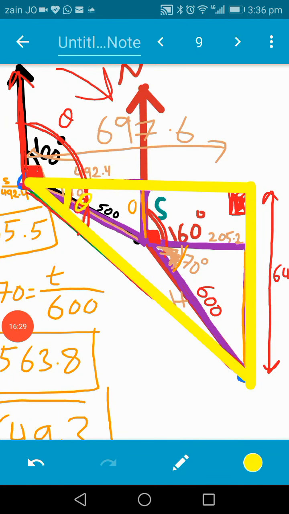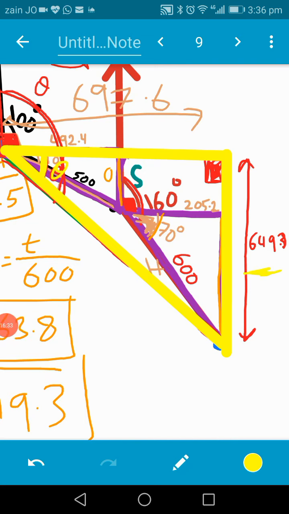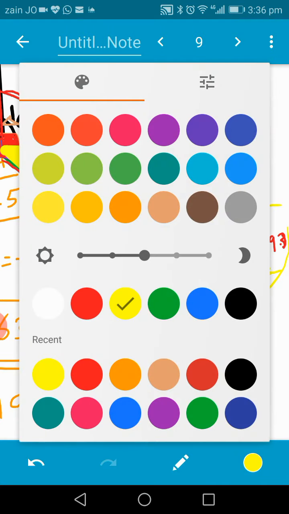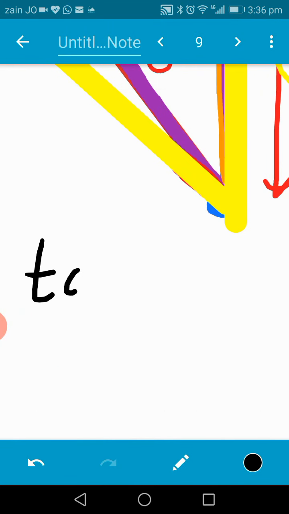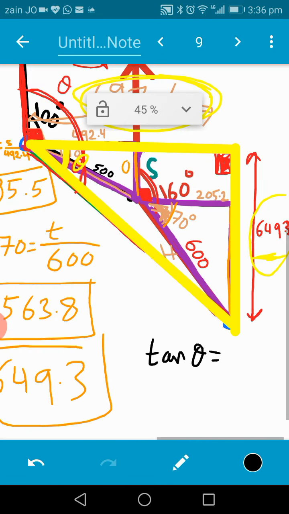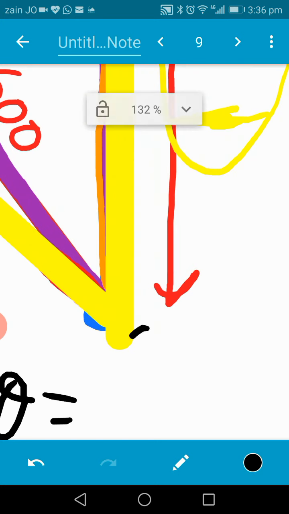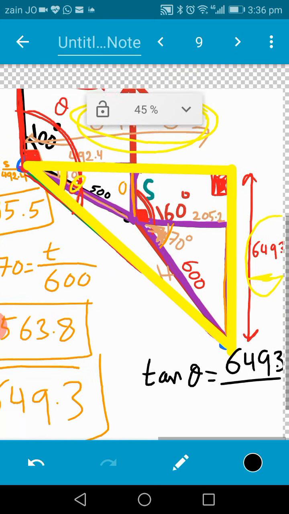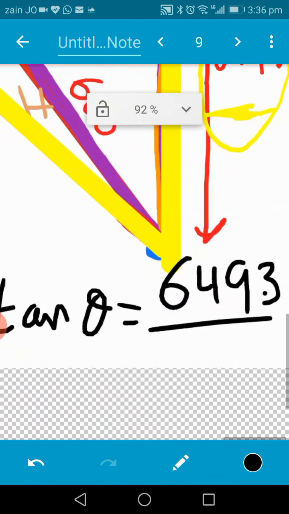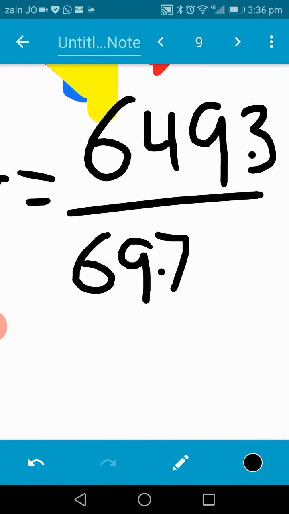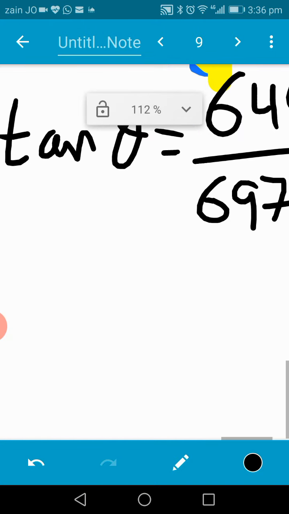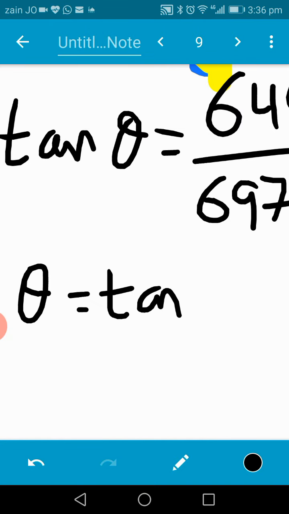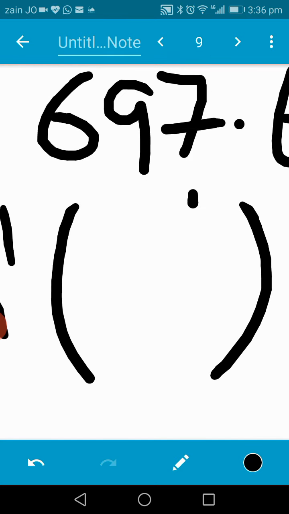This side you have the theta, the opposite now is 649 and the adjacent is this one. Both are given. So now use what? Use tan theta. So we can say here tan theta equals the opposite, 649.3, over the adjacent, which is 697.6. Then we say theta equals tan inverse for this fraction.